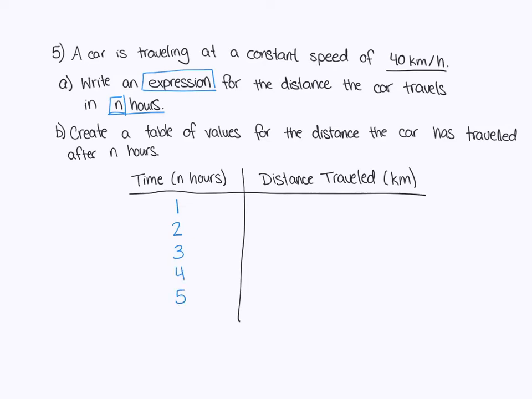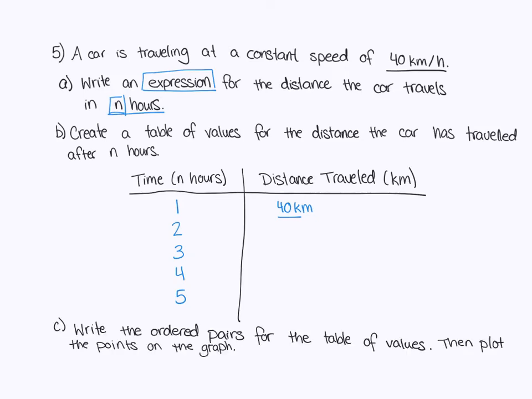So you would figure out if it's 40 kilometers for every hour, then in 1 hour it's traveled this much. So you would put that in. Maybe it's 40 kilometers for the first one. Okay, and then you would fill in the rest of your chart. Part C is going to ask you to write the ordered pairs for the table of values and then plot the points in the graph.